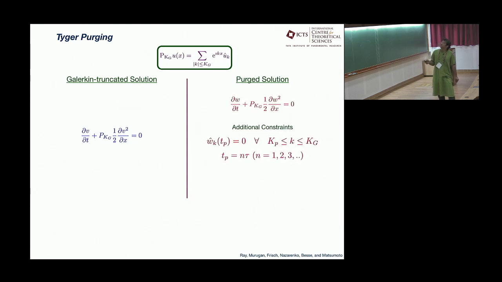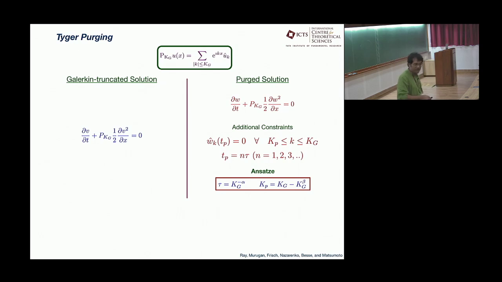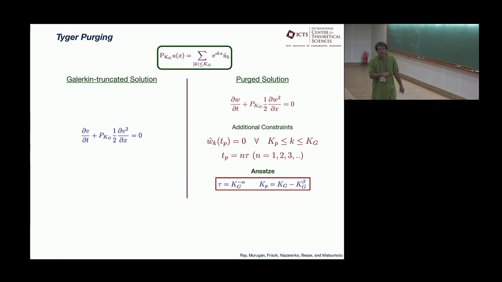We obtain what are known as purged solutions, which is exactly the same as the Galerkin-truncated equation, but with an additional constraint, which is we set these velocity fields, these Fourier modes of the velocity field, to 0 at discrete times. All right? And we make an ansatz, and then we try to firm up this ansatz. We say, let's choose this time scale tau, the interpurging time, as some k_G to the power minus alpha. Remember, 1 over k_G is the only small parameter we have in this problem, right?